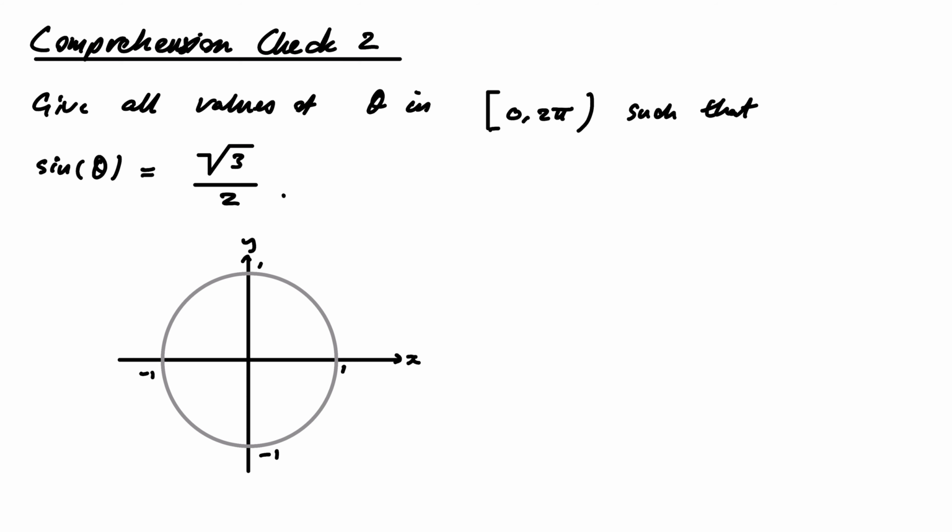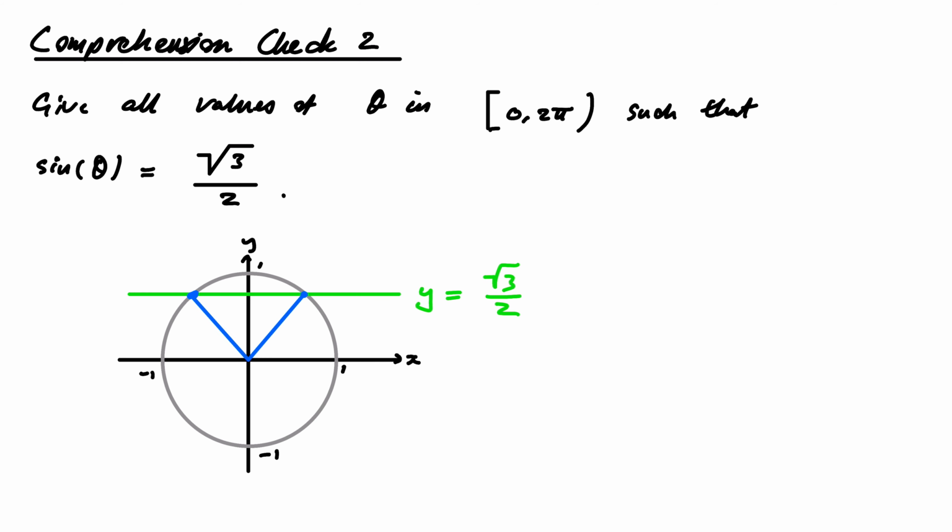Now root 3 over 2 is some number that's less than 1, it's greater than 0. So what we're really looking for is some position, I think it might be quite high up, something like this. So we're looking for the positions where the y-coordinate is equal to root 3 over 2. Okay, remember sine is the y-coordinate. So it strikes me there are two positions where this can occur, clearly here and here.